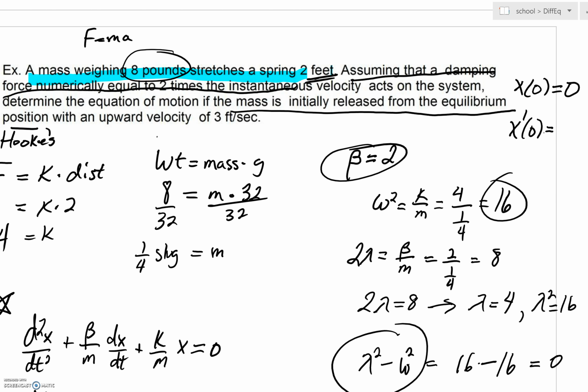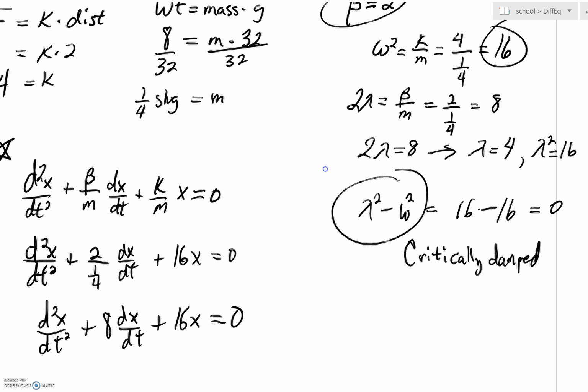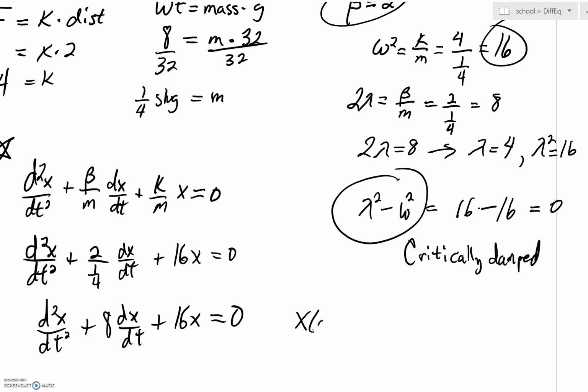We're going to say x prime of 0, it's an upward velocity of 3. So x prime of 0 is negative 3. Remember, downward is positive, upward is negative. So let's put those two initial conditions next to our problem also. We've got x of 0 is 0, and x prime of 0 was negative 3.